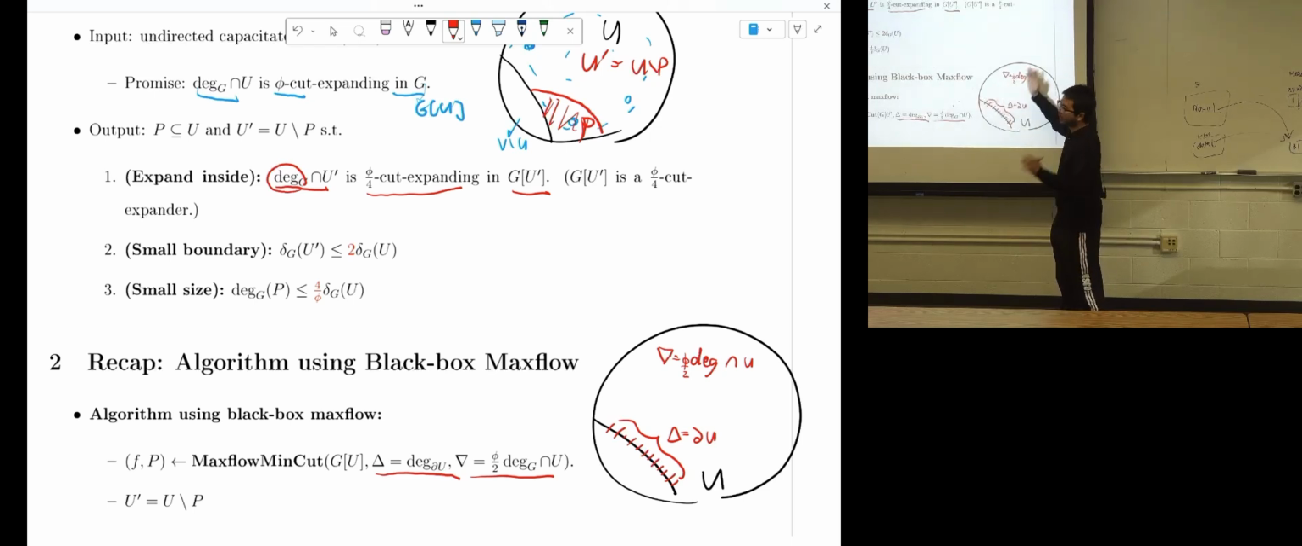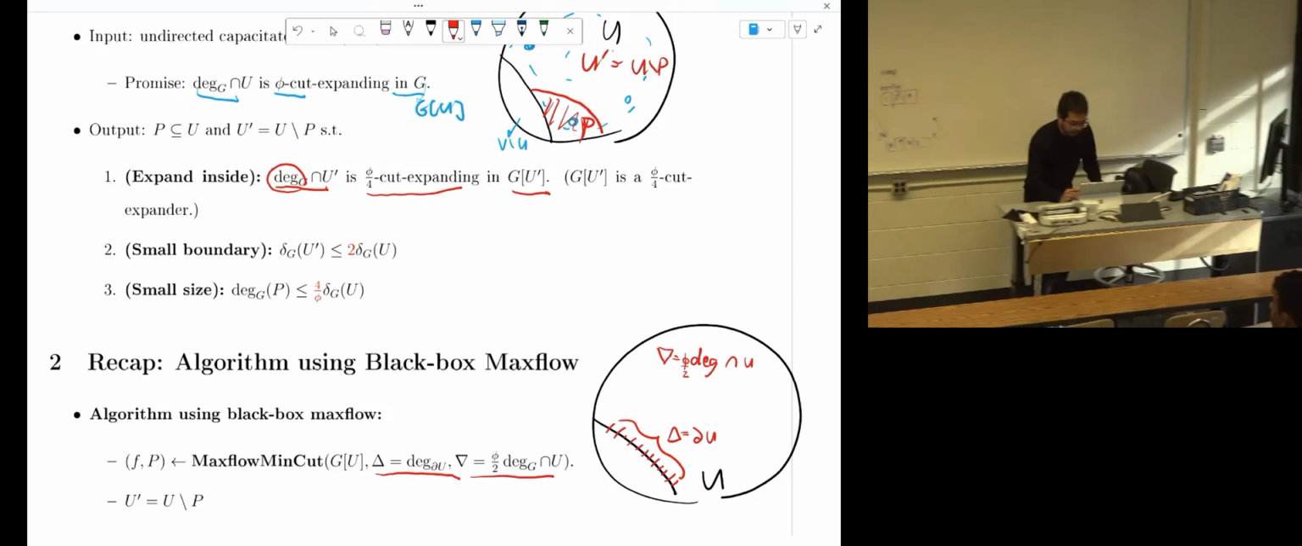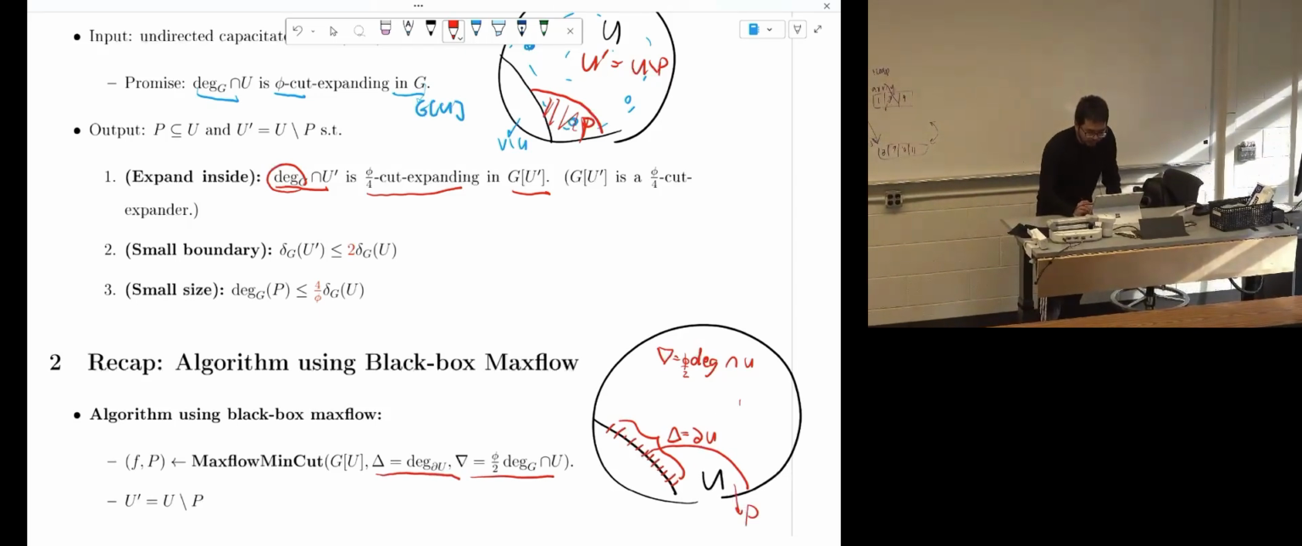If you succeed, you're done. If not, you get some cut. Take that cut. If the min cut looks like this, that's P, and then this is U prime. That's it. That's the algorithm.